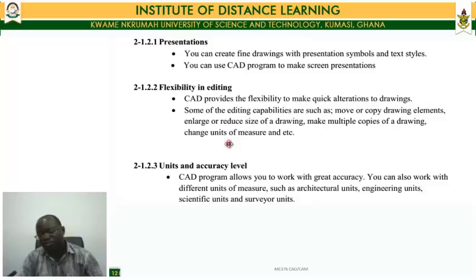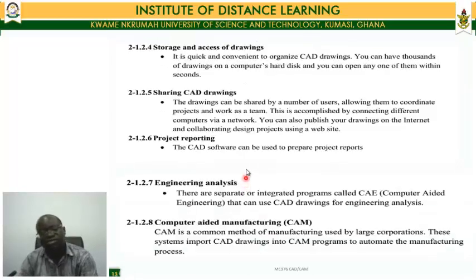Units and accuracy level, fantastic. The CAD program will allow you to work with great accuracy, because once you click a line and you dimension it as 10 centimeters, it is exactly 10 centimeters from the computer. Now, you can also work with different units of measurement, such as architectural units, engineering units, scientific units, and surveyor units as well in the CAD model.